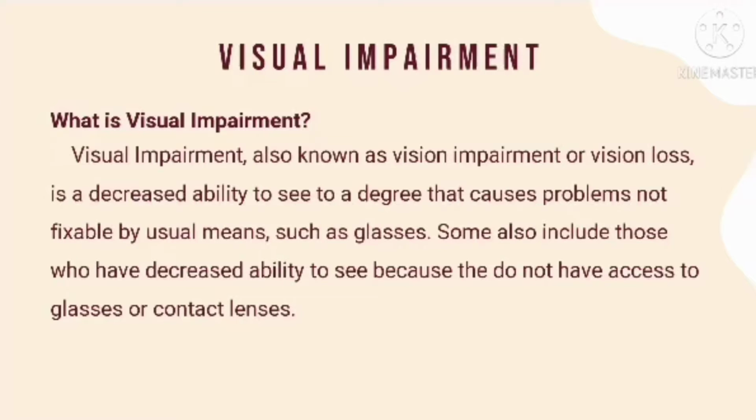Visual impairment. What is visual impairment? Visual impairment, also known as vision impairment or vision loss, is a decreased ability to see to a degree that causes problems not fixable by usual means, such as glasses. Some also include those who have decreased ability to see because they do not have access to glasses or contact lenses.